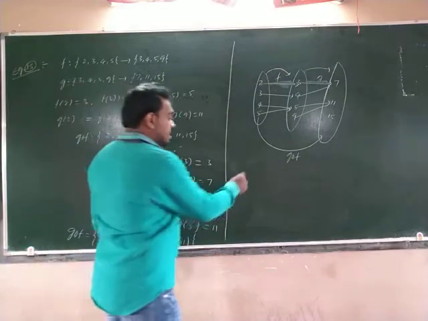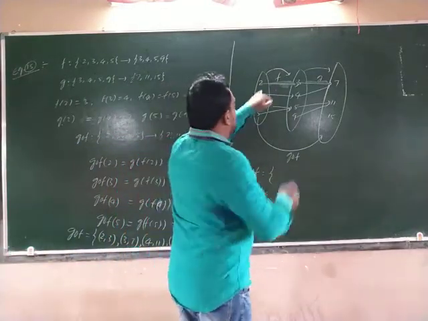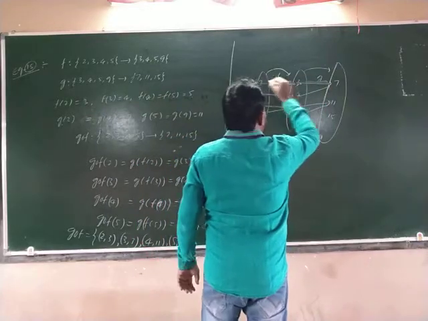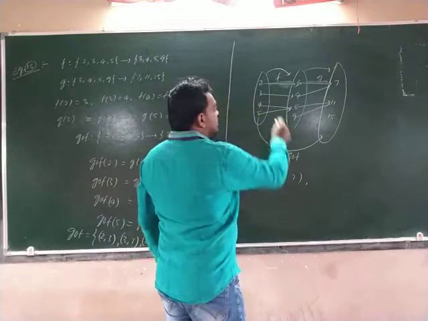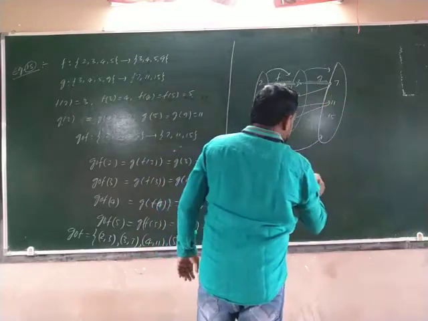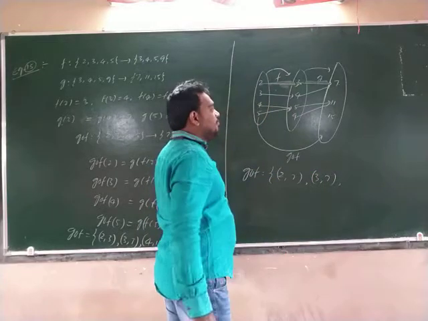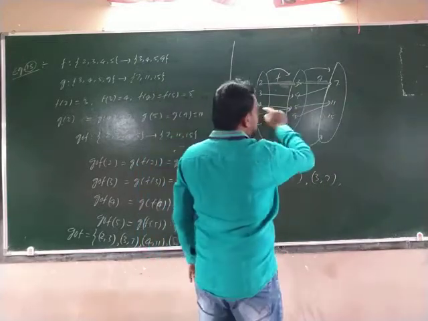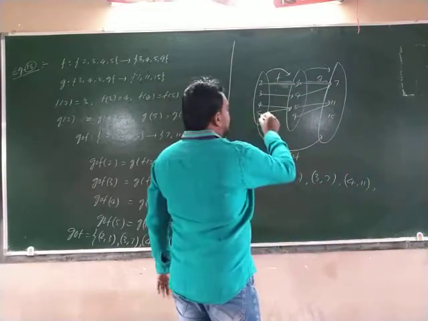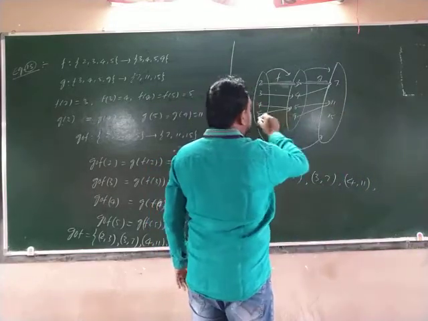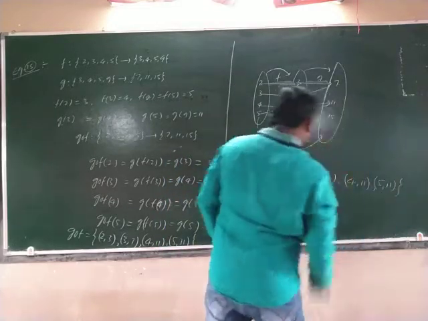Now write down G circle F. 2 to 3, and 3 to 7, so (2, 7). 3 to 4, 4 to 7, so (3, 7). Just go through the arrows. 4 to 5, 5 to 11, so (4, 11). Next, 5 to 5, 5 to 11, so (5, 11). This is the same answer.